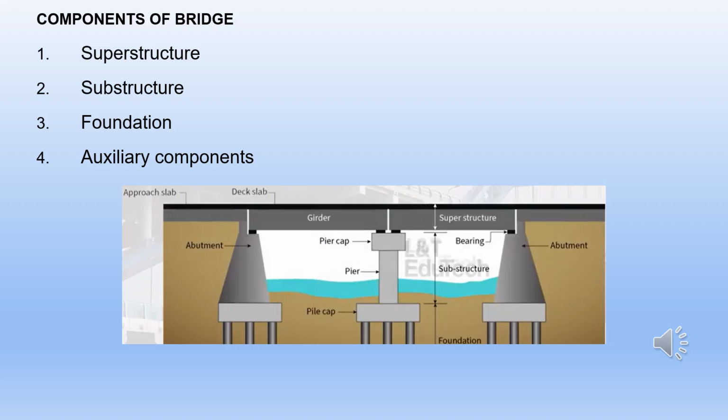A schematic representation of a typical bridge is shown here. Basically, a bridge consists of superstructure, substructure, and foundation. Let's get to know the components of bridges in this topic.